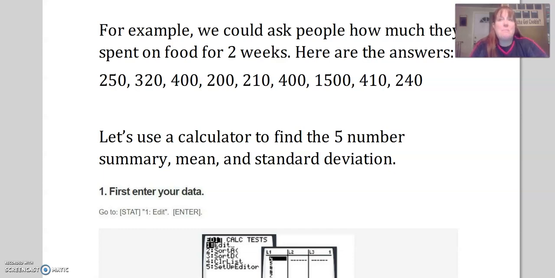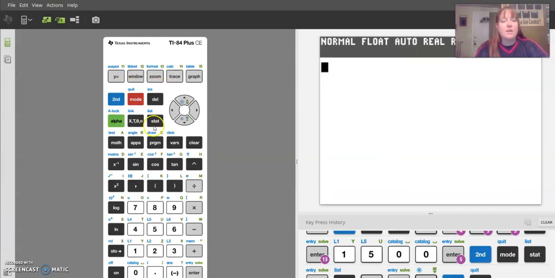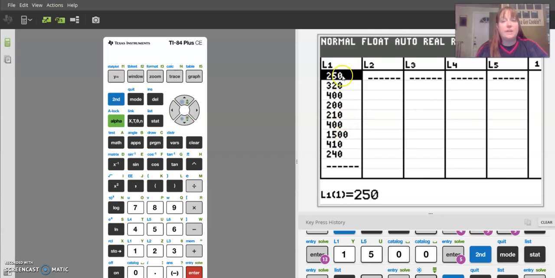Does that tell us about how much the average person spent on food? So what we're going to do is find our 5-number summary. We're going to do that in a calculator this time. So we're going to bring our calculator up, and I have it right here. I'm going to remind you how to get there. You push Stat, and then you push Enter on Edit, and it's going to get you to your list. Go ahead and type all of those numbers into your list.